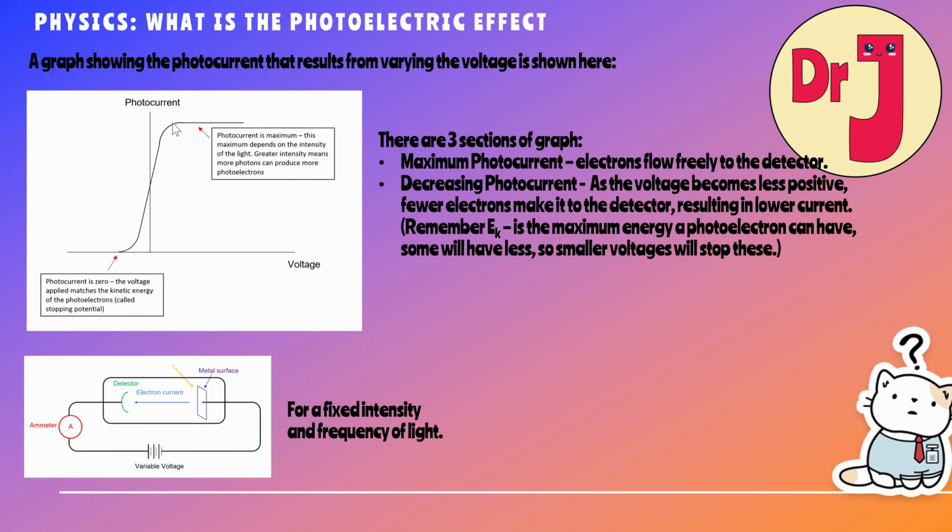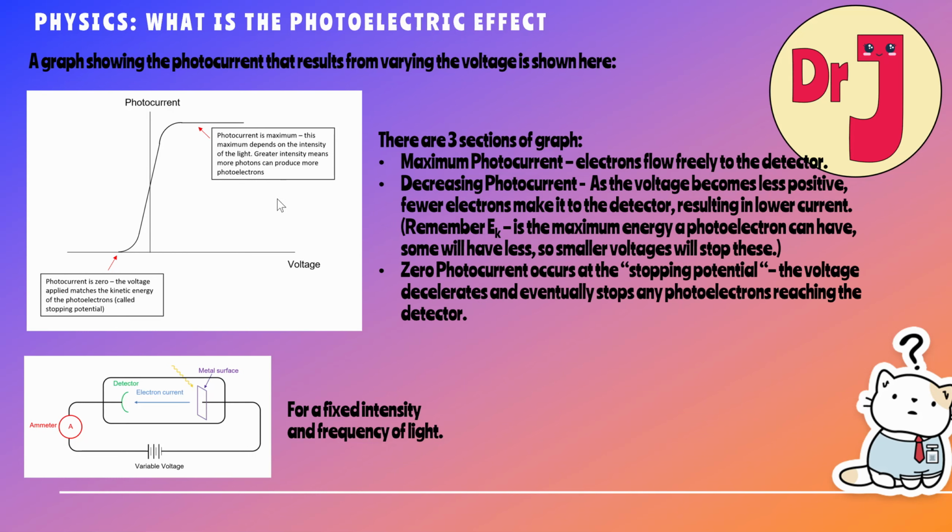Now, if we look at the graph, we can see that this photocurrent does decrease in this section here. So as the voltage becomes less positive, fewer electrons are going to make it to the detector, resulting in a lower current. Remember that EK is the maximum energy that the photoelectron can have. Some will have less, and so smaller voltages will stop these.